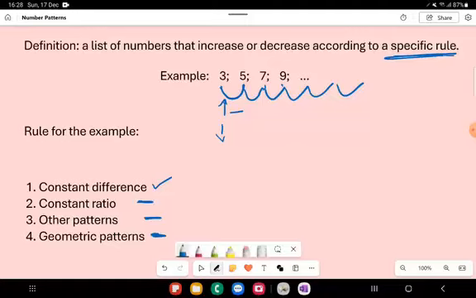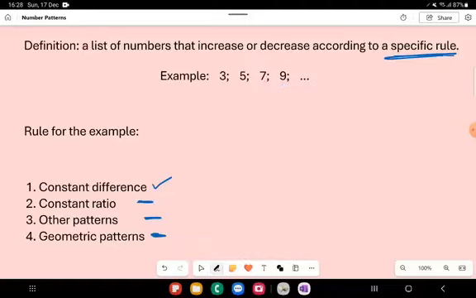Now, let's stick to what we have on the screen. What would the rule be to go from one number to the other? To go from 3 to 5, I'm going to say 3 plus 2 gives me 5. From 5 to 7, it's plus 2. From 7 to 9, it's plus 2. So I know that my rule is going to be add 2 to each number to get the next number.